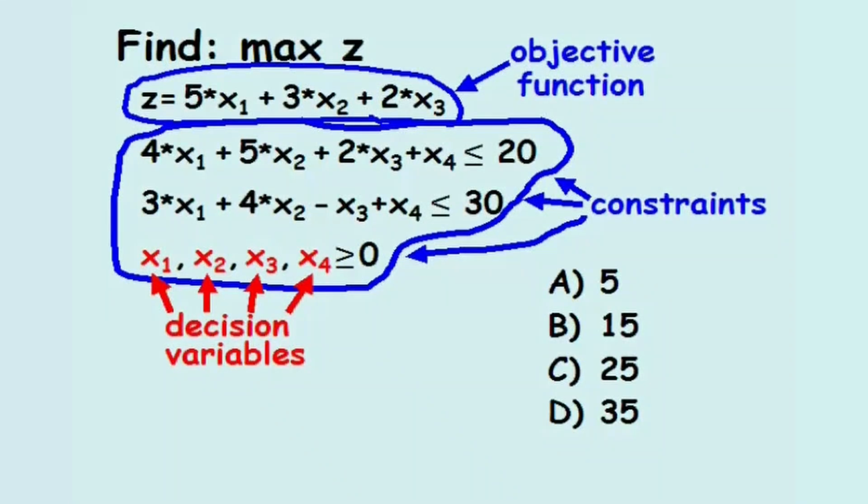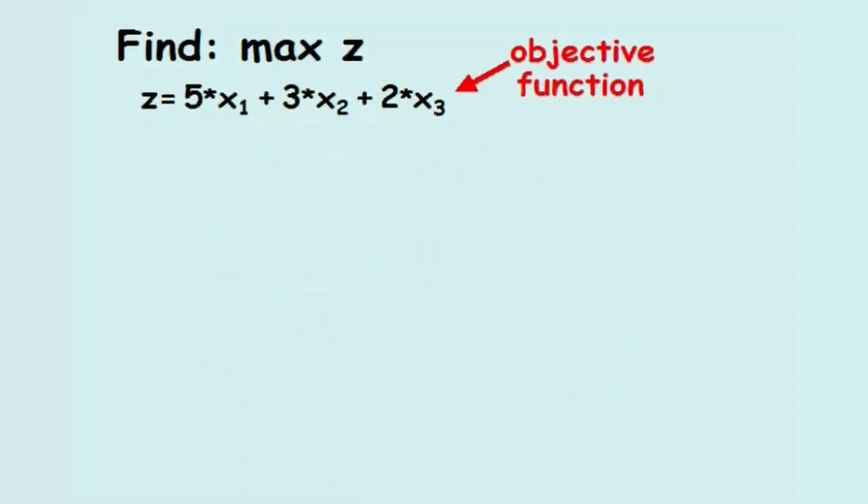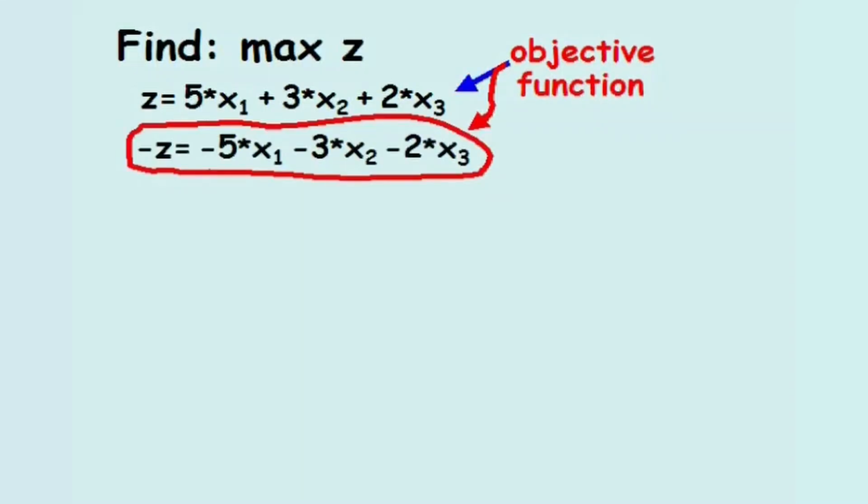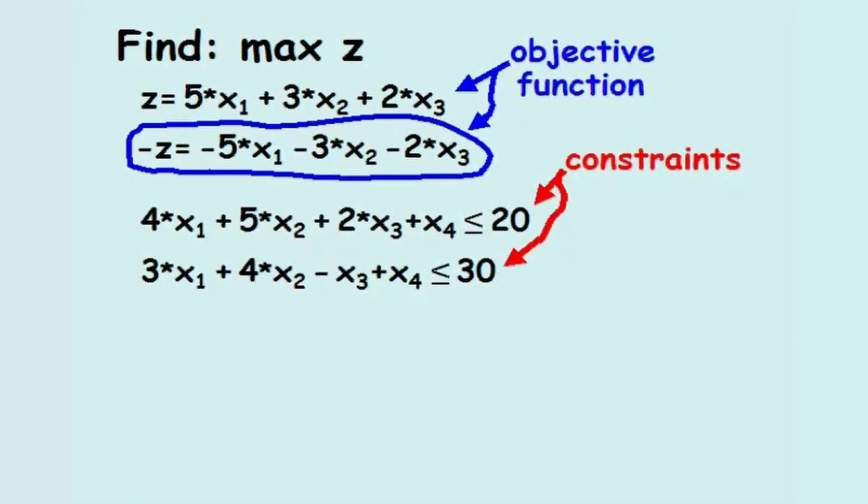If we convert the problem into standard form, we want to minimize the objective function, so we can simply multiply both sides by -1. Next, we'll convert the constraints to standard form by adding a slack variable to each constraint such that the at-most sign can be changed to an equal sign.